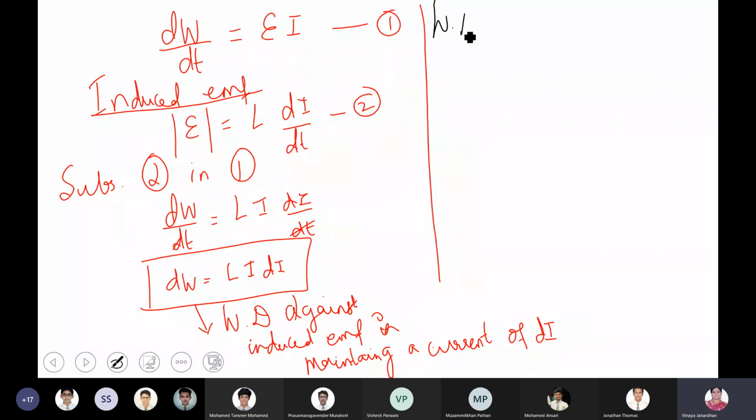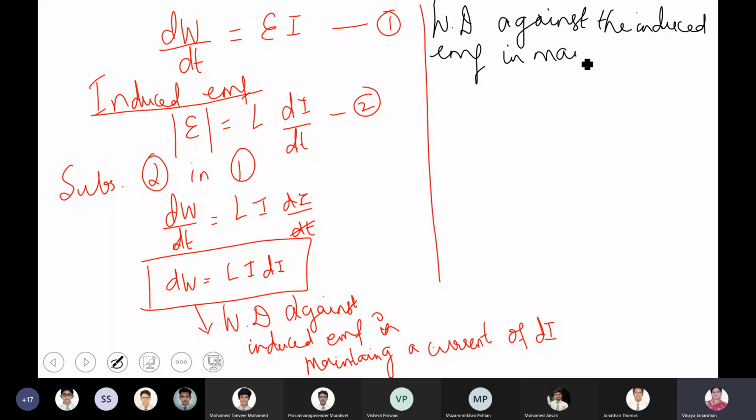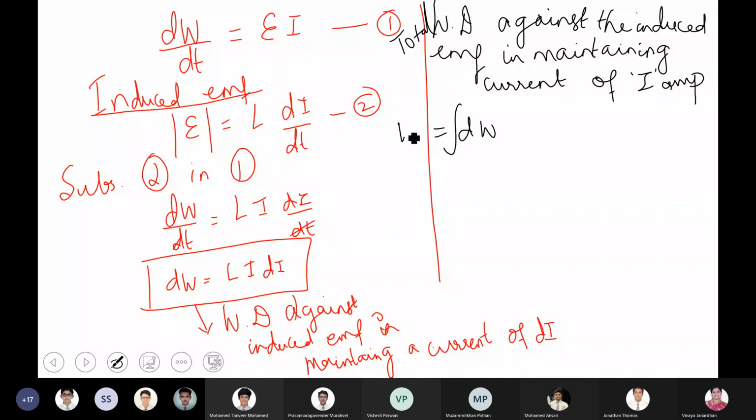So work done against the induced EMF in maintaining a current of I ampere. So I can write total work done in maintaining a current of I amperes. So what is that? Integral dW, where it is going to change from 0 to I.